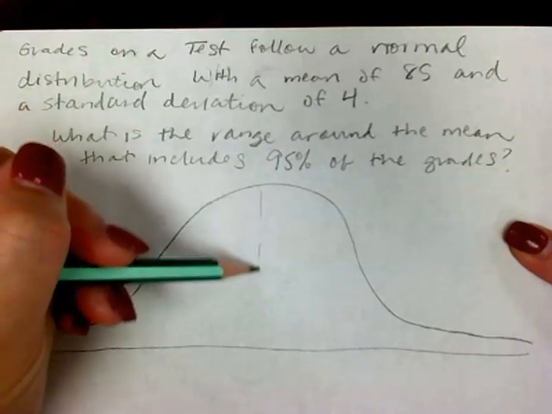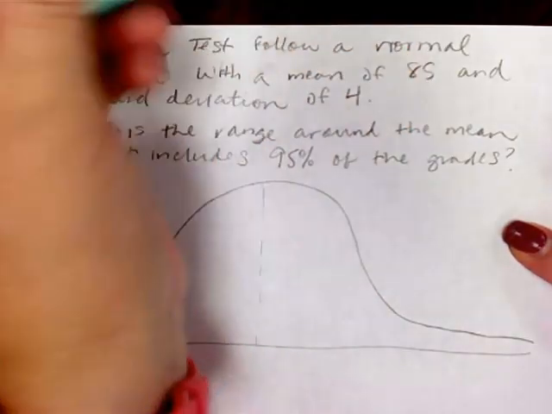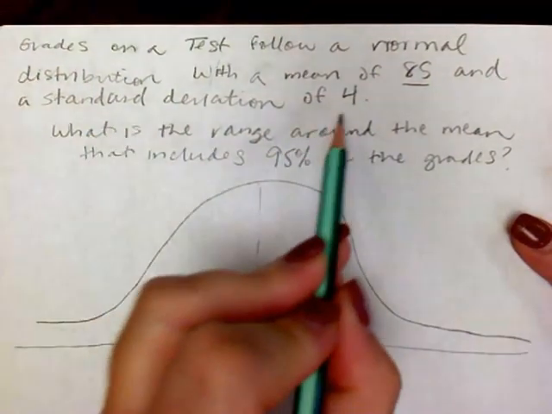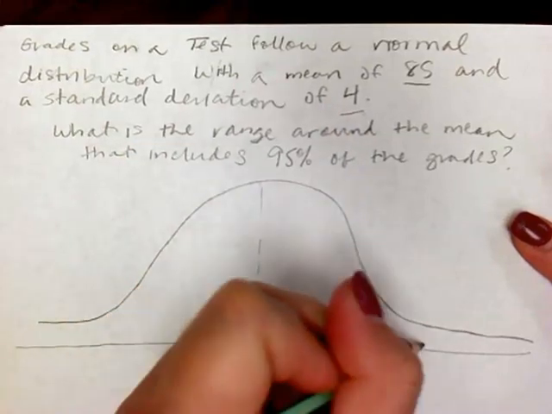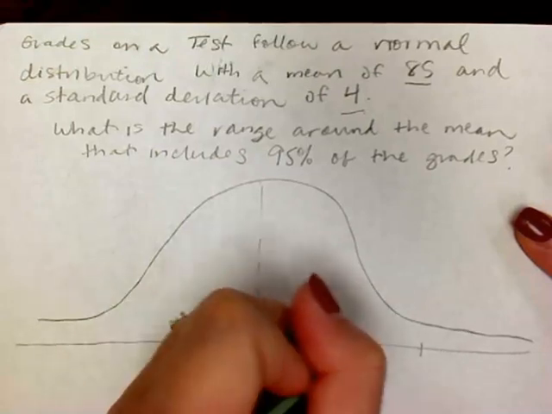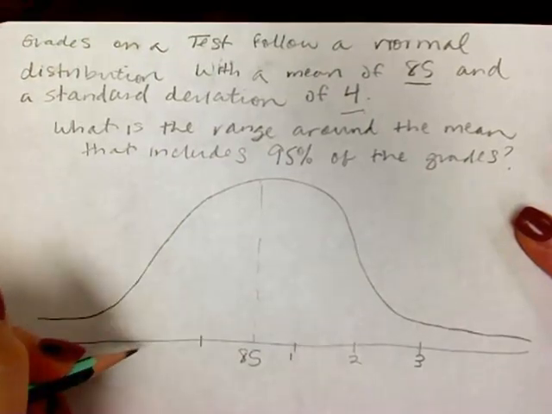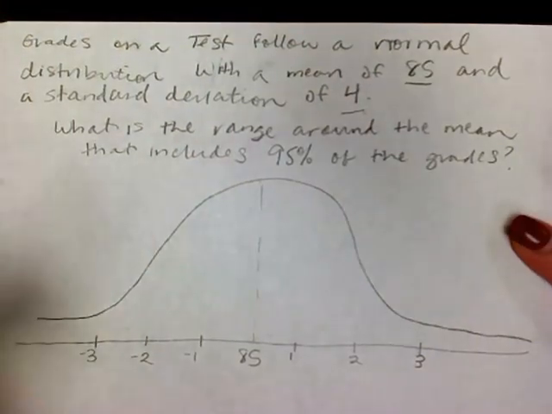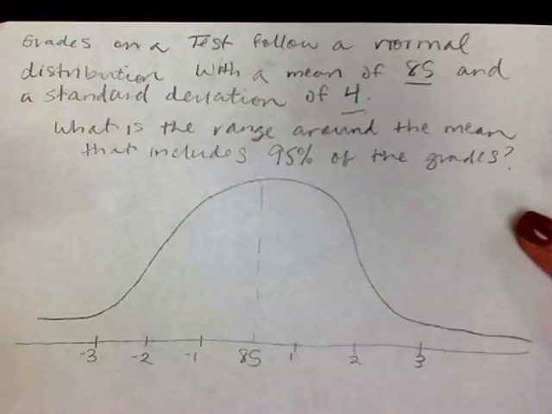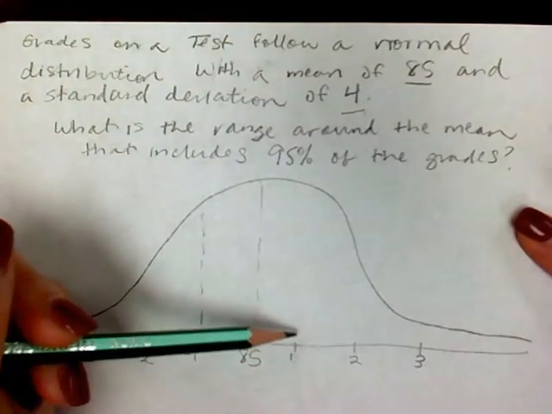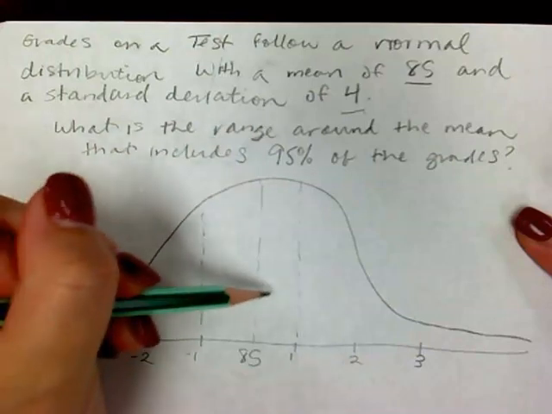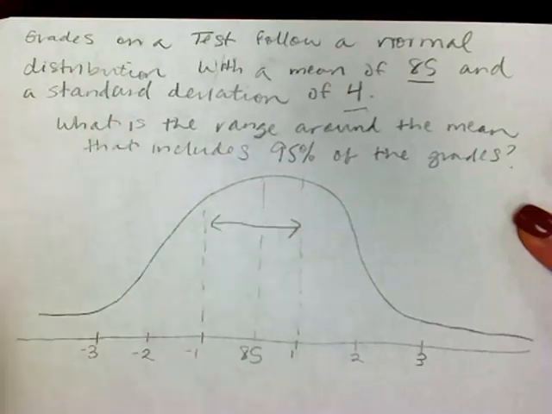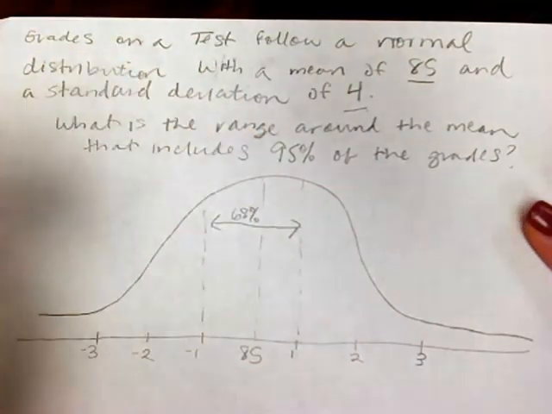So there's our curve. In the middle, we know that our mean, which was given to us in the prompt, is 85. It also tells us that we have a standard deviation of 4. So we're going to label 3 standard deviations above the mean: 1, 2, 3, and 3 standard deviations below the mean: -1, -2, and -3. We know from what we've learned in class, because of the empirical rule, that 68% of the data falls within 1 standard deviation above and 1 standard deviation below the mean. So there's our 68%.